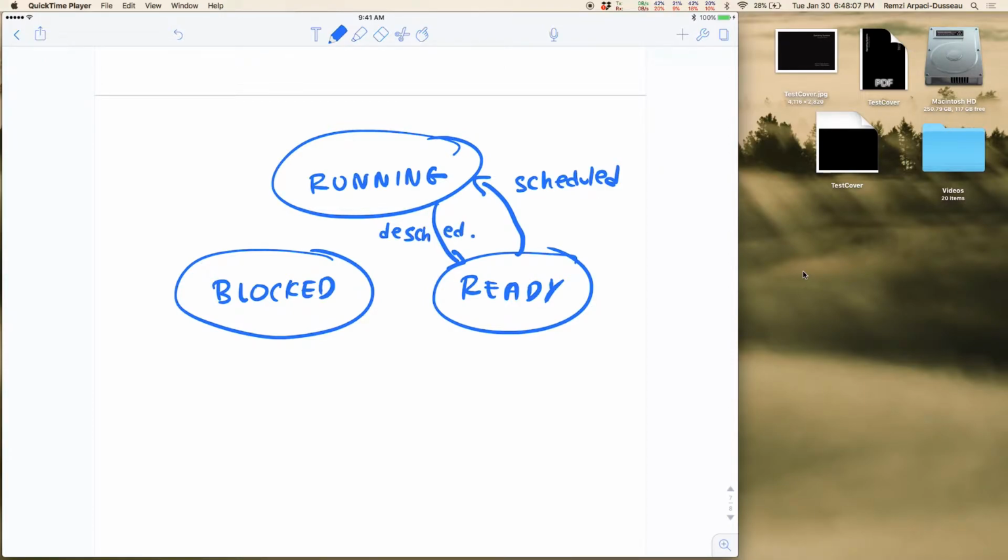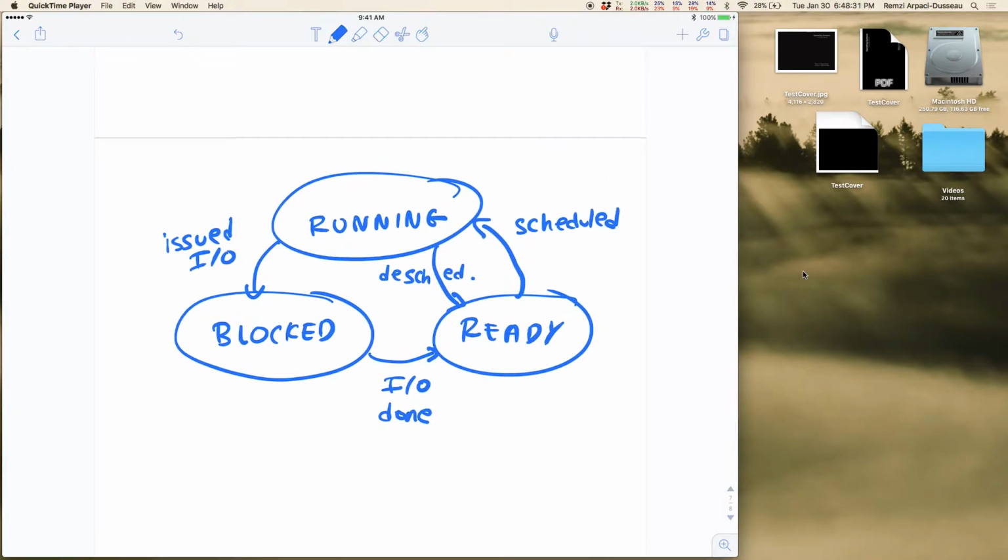Going from running to blocked means you essentially issued an I/O, right? So you called into the kernel and then issued an I/O request to, say, a slow device of some kind. And then when the I/O is done, the kernel, the OS, moves you back from blocked into a ready state, and at that point you may be scheduled again, maybe immediately or maybe later on. And so that's kind of a common transition.